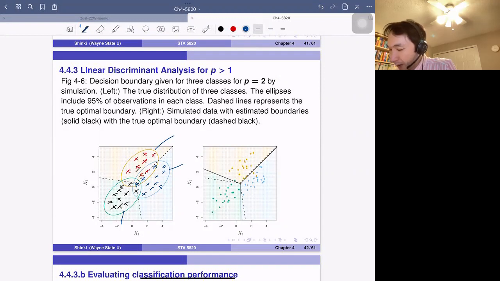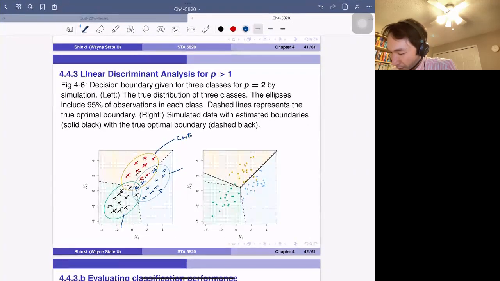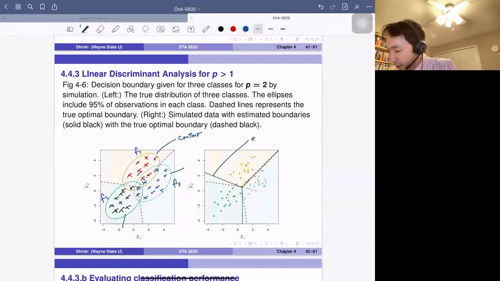Yeah, and the estimated boundary is black. So if we estimate this contour, so this is maybe F1 and this is F2 and this is F3, then we can make the boundary. So the solid line is the estimated boundary. This is the true boundary. In this case, the true boundary is the straight line. So LDA works well, and actually we can see the estimated boundary by LDA is similar to the true boundary.